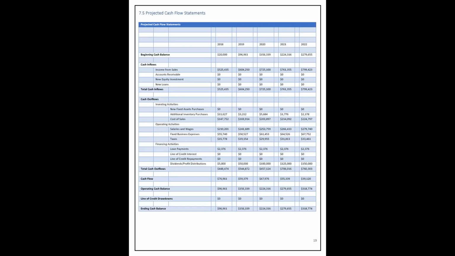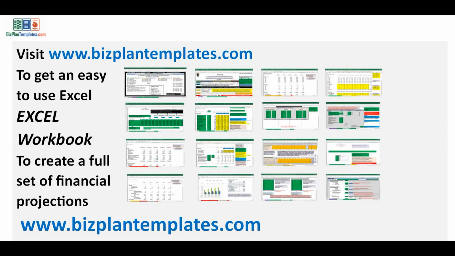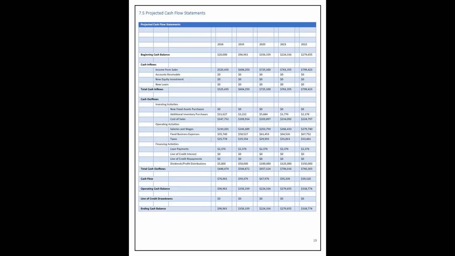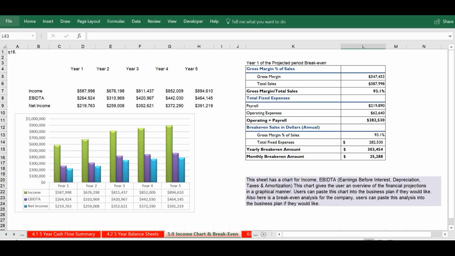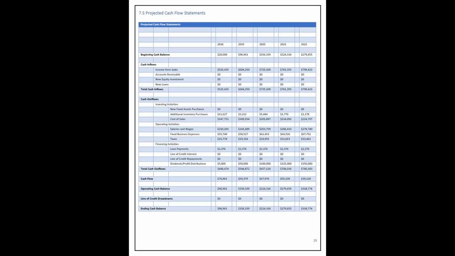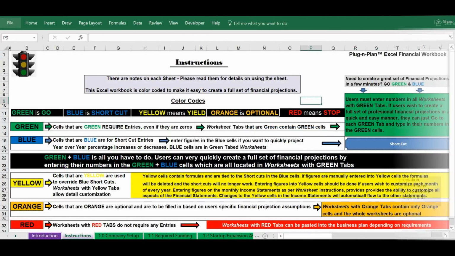The template has a yearly cash flow statement projection summary pasted into the Business Plan Word document. This statement is taken from the Excel workbook. Users of the plug-and-plan template and its accompanying Excel workbook are welcome to use the sample figures as a guide to create their own statement projections.